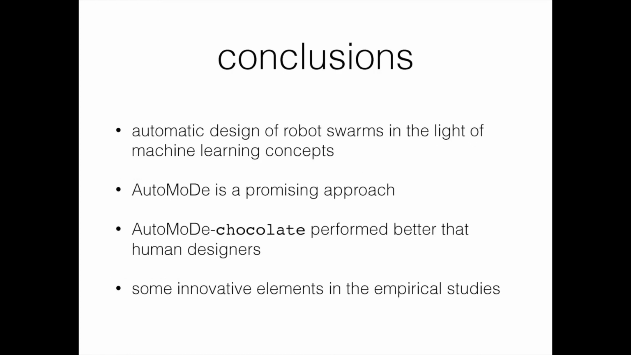With this slide, we conclude the class. We have discussed the automatic design of robot swarms in the light of concepts of machine learning. We have introduced AutoMoDe, which is a promising approach to perform the automatic design of robot swarms. We have seen two methods, Vanilla and Chocolate, and we have seen that Chocolate was able to produce better results than human designers. We have also seen some innovative elements in the way in which empirical studies are conceived.